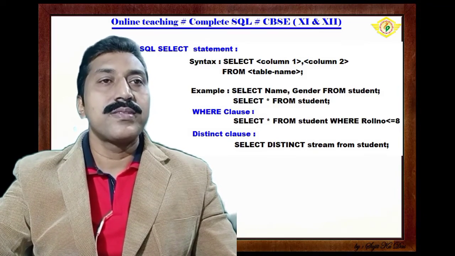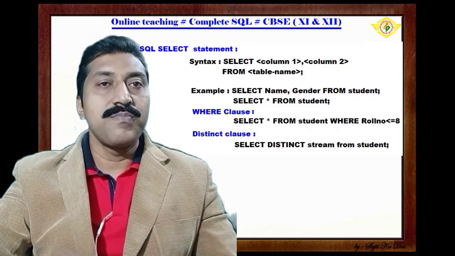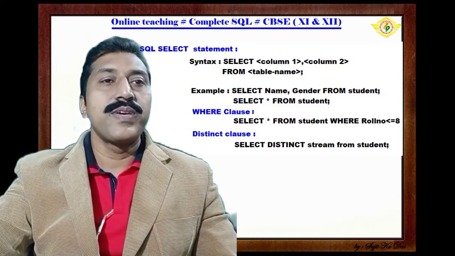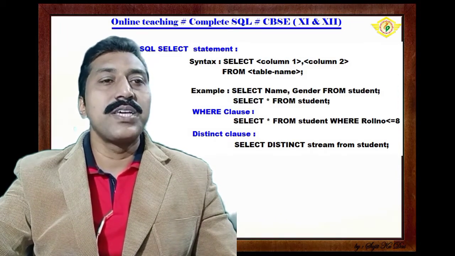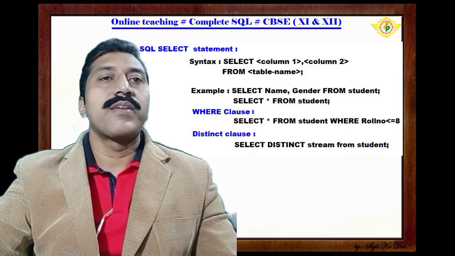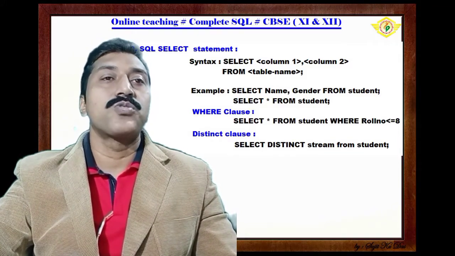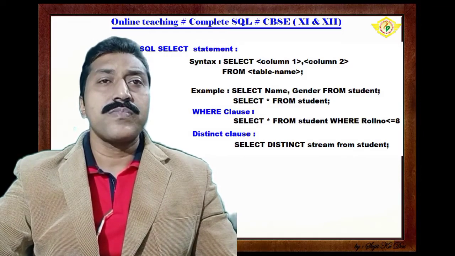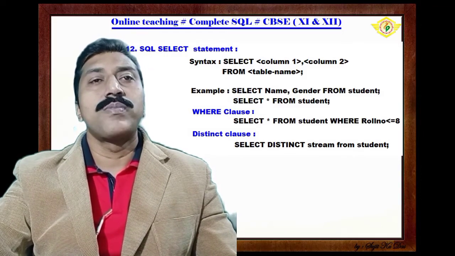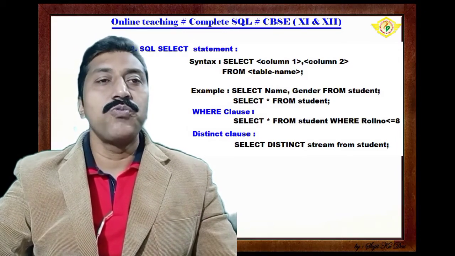So for example, suppose you want to see the stream column of a table, we can write the command with the distinct keyword. We can write another example: select distinct stream from student. That means only the different, unique ones will come. Suppose science, commerce, arts are given, then even if many are there, it will show you only science, commerce, arts.